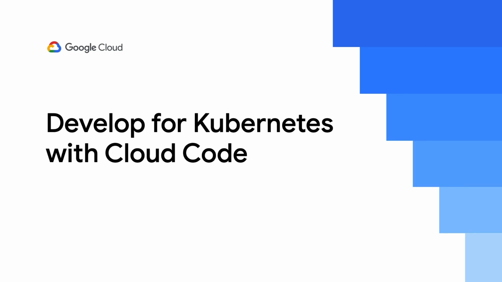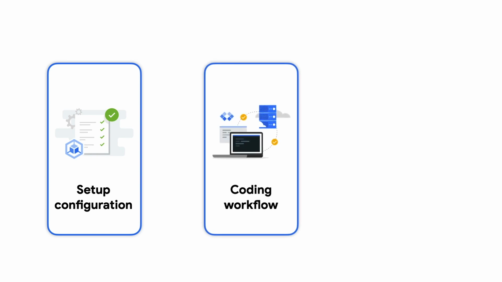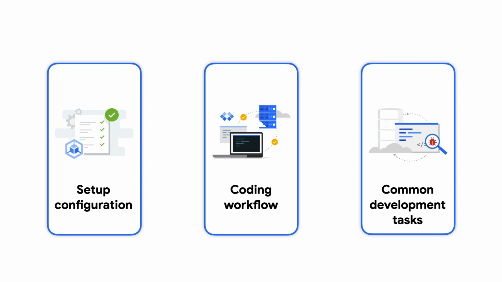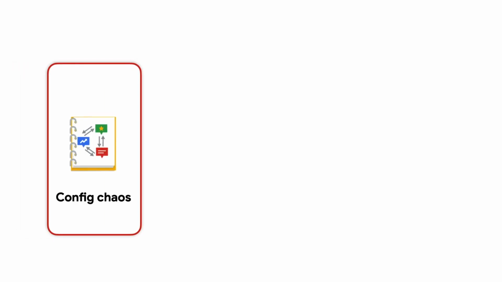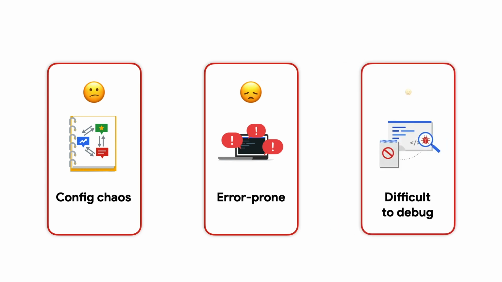We're going to take a look at how Cloud Code makes it easy to develop for Kubernetes. To develop for Kubernetes, you need to set up Kubernetes configuration for your project, find how to efficiently iterate on your code on Kubernetes, and learn how to perform common development tasks on Kubernetes, like debugging. But it can be challenging to master all the necessary config, slow and error-prone to perform the repetitive tasks of building, pushing, and deploying images, and difficult to set up debugging against a Kubernetes cluster.